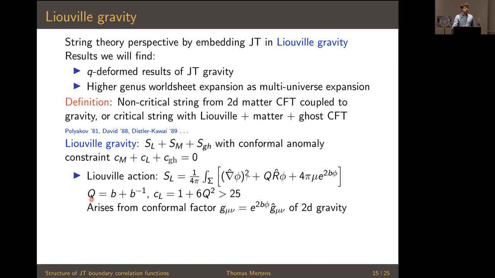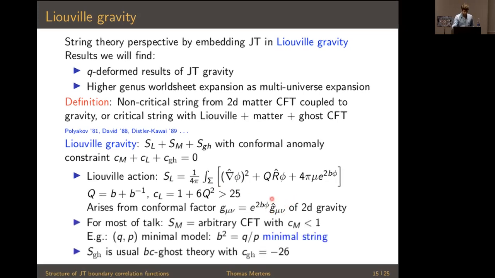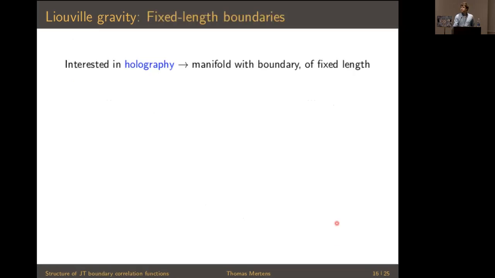Conventionally, of course, as usual in Liouville theory, you introduce big Q, which is b plus 1/b, and then the Liouville central charge is 1 plus 6Q². You can imagine, if you're coming from 2D gravity, that this arises from a conformal factor in the metric. So I can parameterize any two-dimensional metric in this way, where the conformal factor is the only dynamical degree of freedom, the dynamics is governed by Liouville here, and ĝ is just some reference metric. Then we also have a matter piece, the matter action, and for the rest of this talk it will be just an arbitrary CFT with central charge less than 1. But in a couple of slides, I will specialize to the (Q,P) minimal model, in which case this becomes the minimal string. And then, of course, we have the usual bc ghost theory.